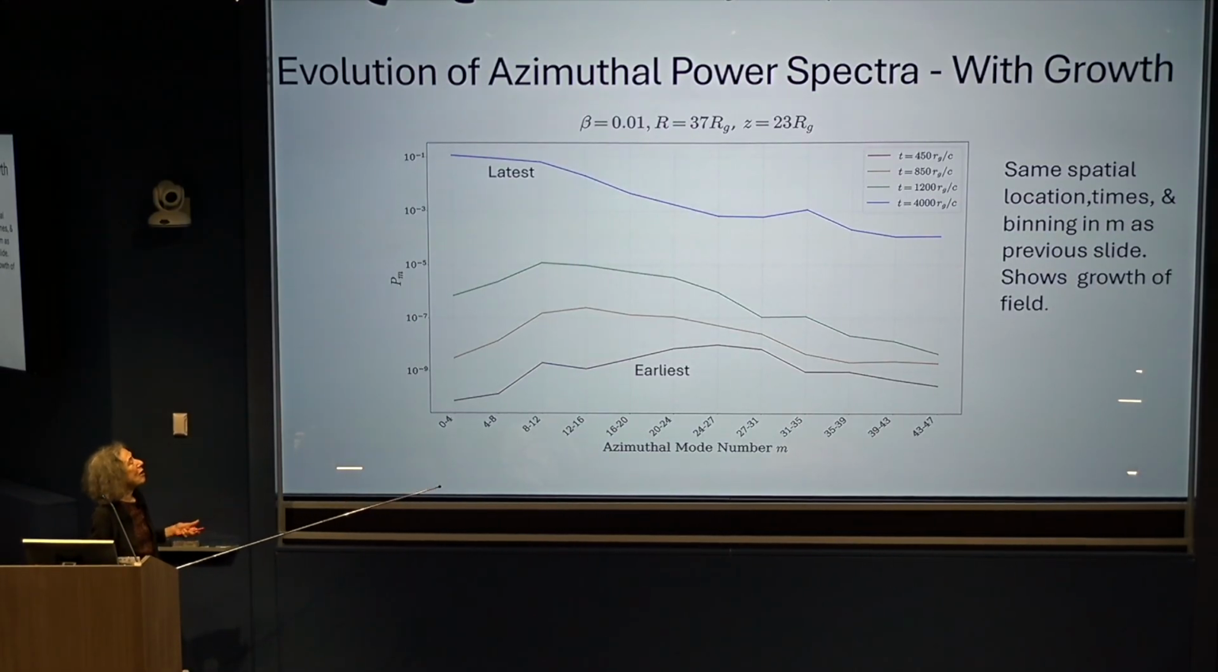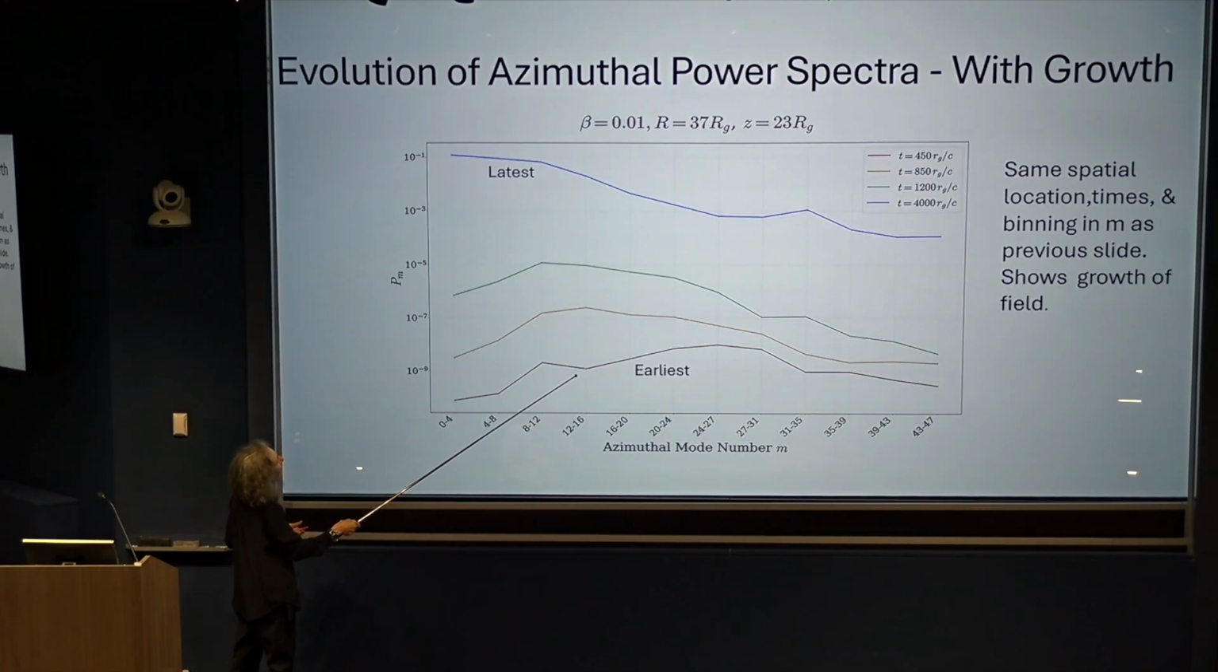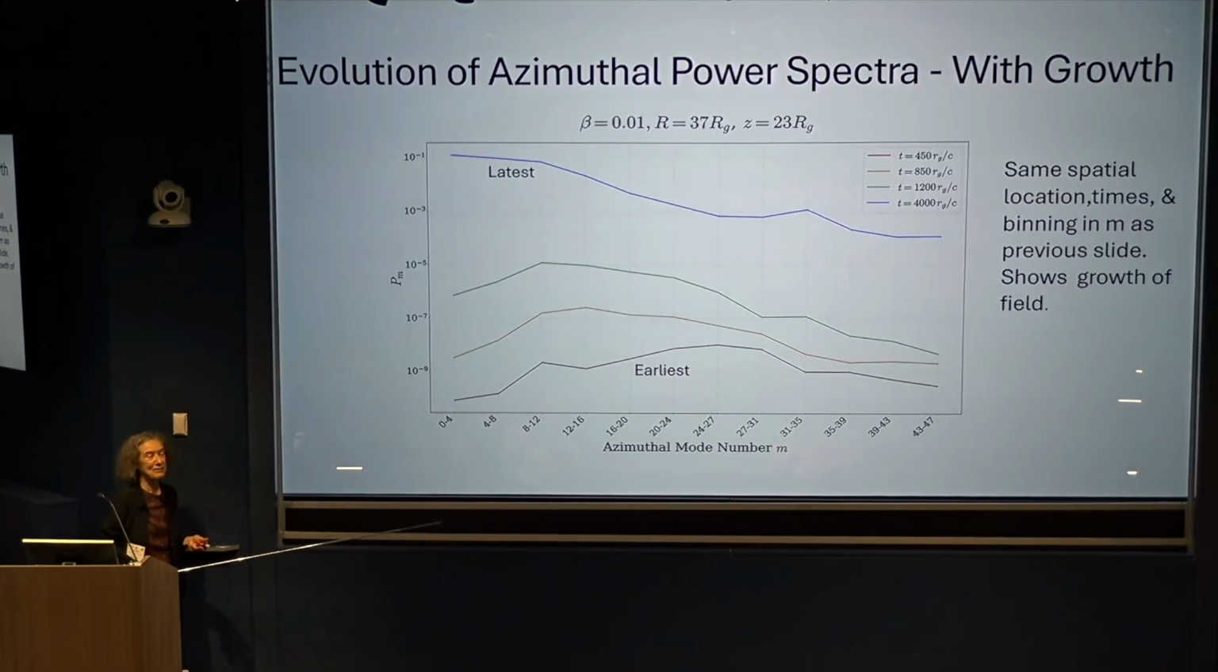There's also a growth of the field. So these are the earliest, and this is the power, all normalized in the same way, but code units, unfortunately, earliest to latest. So there's a significant growth of the magnetic field.